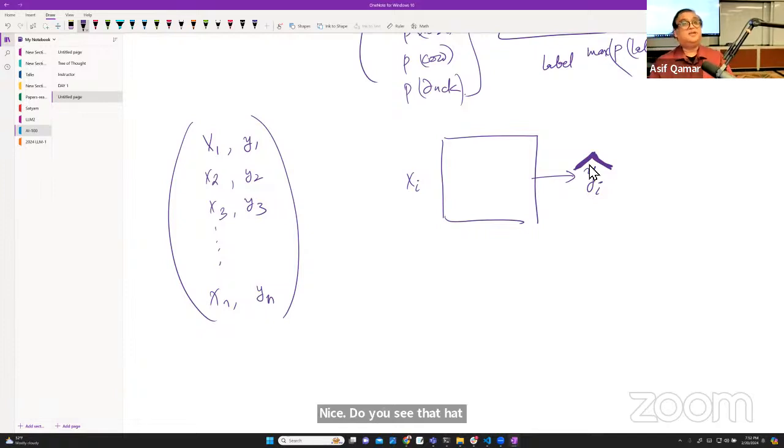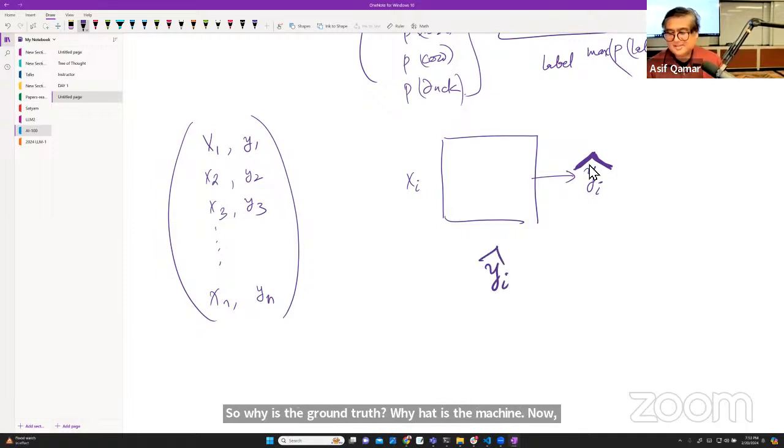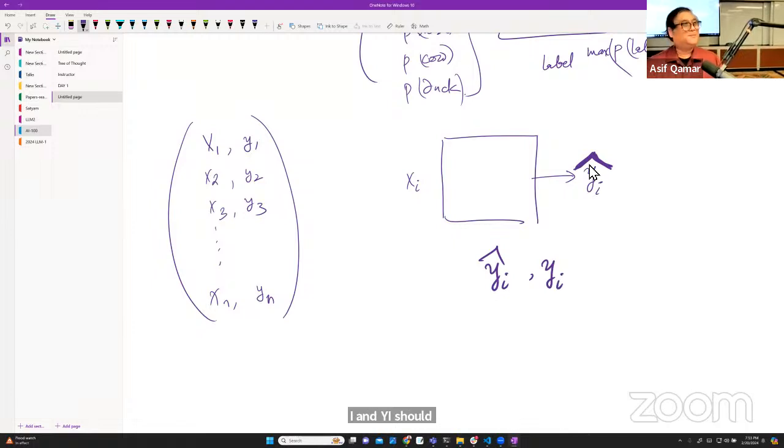Hat. Predictions wear a hat. What machines predict, wear a hat. It's a mathematical convention in our field. Right? So y is the ground truth. y hat is the machine's prediction. Now, ideally, you would want to see that y hat i and y i should be identical, isn't it? But usually, there's a gap.